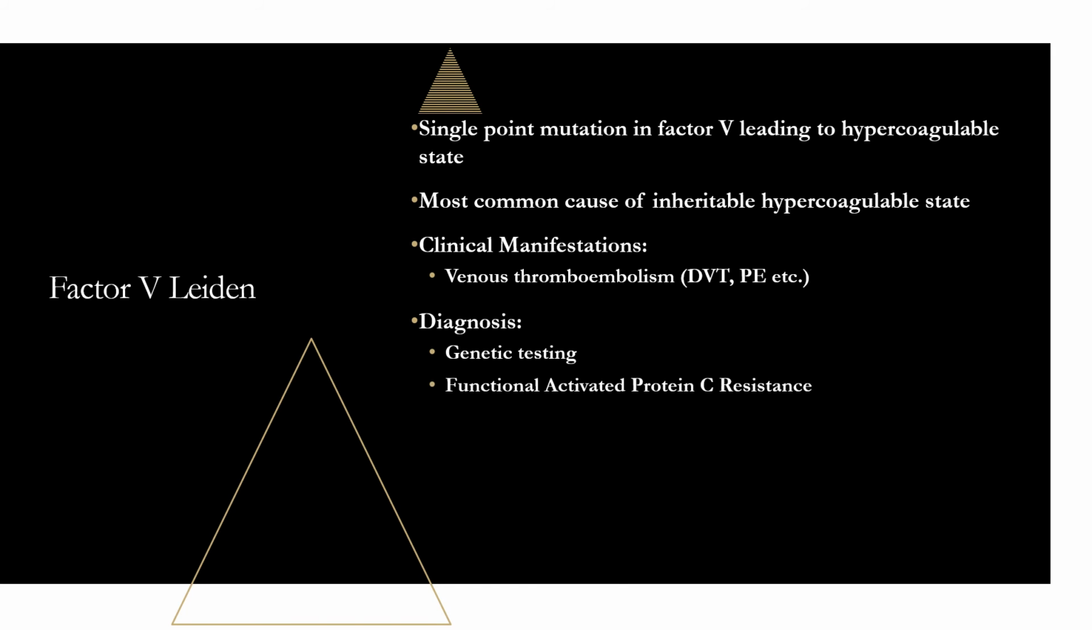Now, before you do genetic testing, you usually start with a functional activated protein C resistance test. You do this first. If it's positive, which shows protein C resistance, then you would go ahead and proceed with genetic testing, because obviously genetic testing is much more involved and more expensive. So you normally start by seeing if there is protein C resistance, and then you move on to genetic testing.